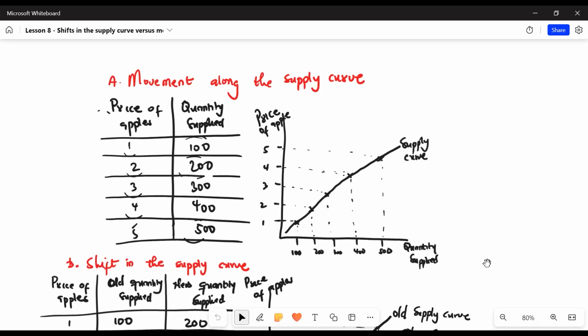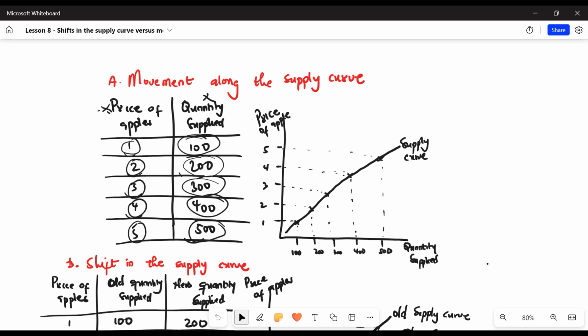Now let's first consider movement along the supply curve. We have the price of apples and the quantity supplied of apples. We notice that as price moves from 1 to 2 to 3 to 4 and 5, quantity supplied also increases from 100 apples to 200, 300, 400, and 500 apples.